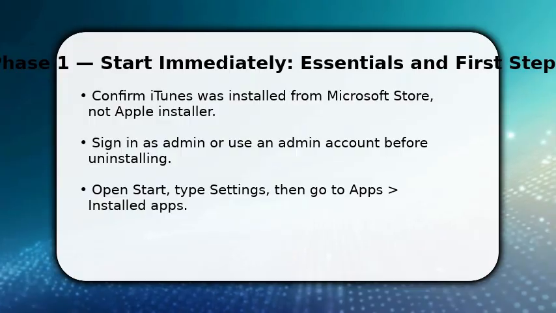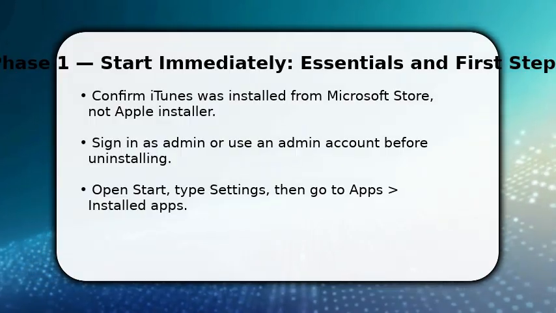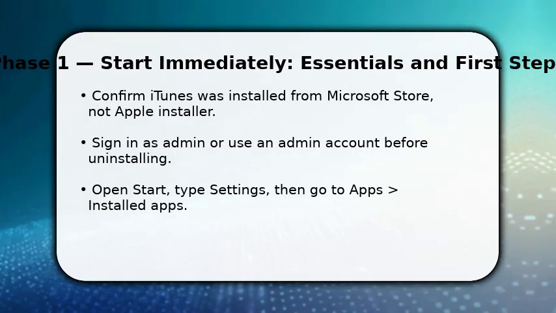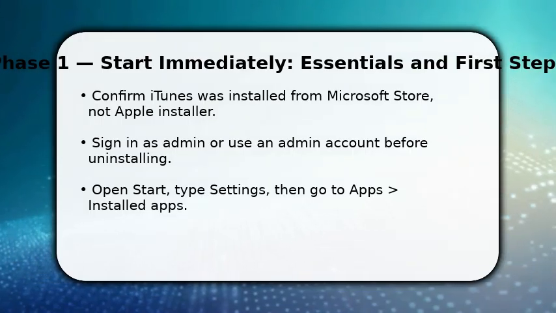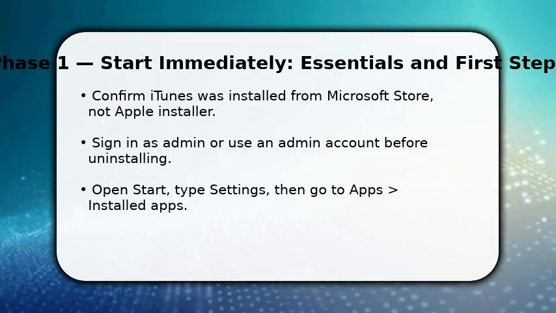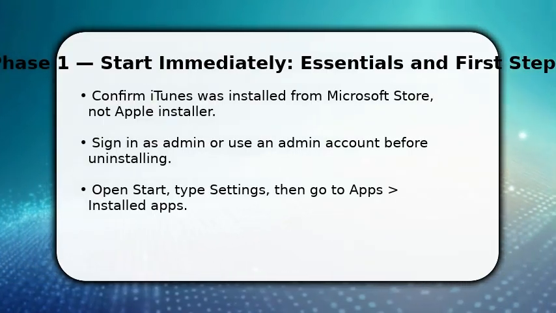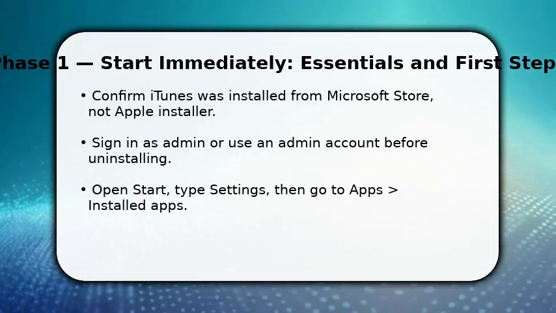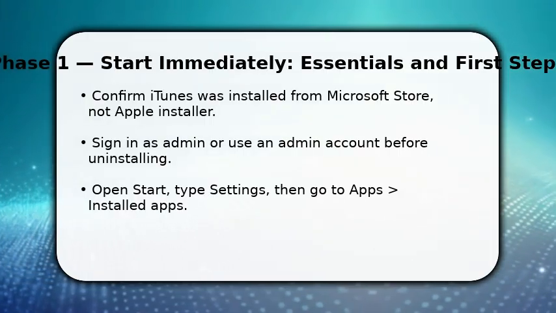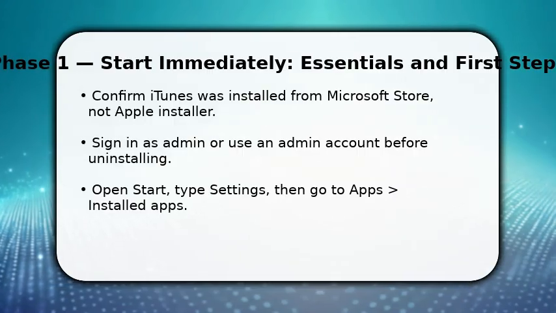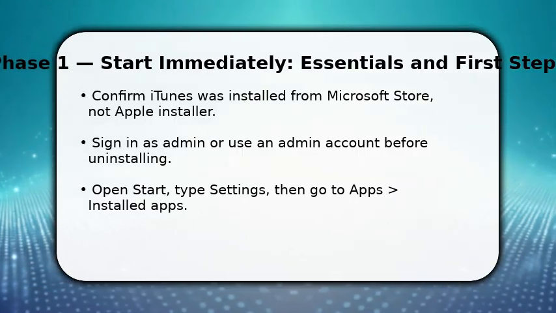You start by confirming the store origin of iTunes because removal differs if it came from Apple. Once done, make sure you're signed into an administrator account. This avoids permission roadblocks. Open Start and type settings, then navigate to Apps and Installed Apps. You're taking the first actionable step now. Locate iTunes in the list. If you don't see it, sort or search iTunes in the Installed Apps search box. This ensures you're removing the correct package.